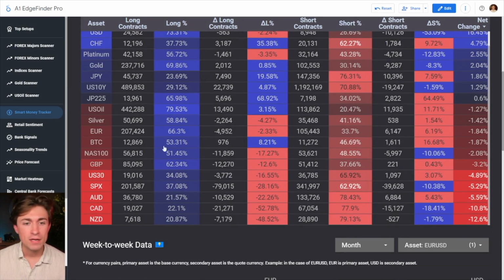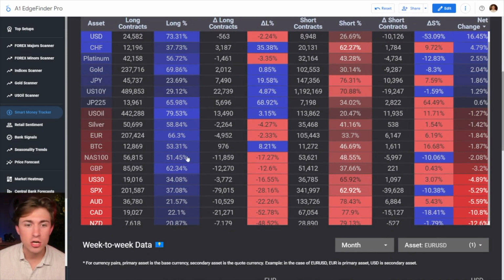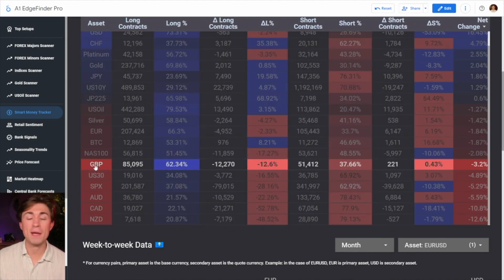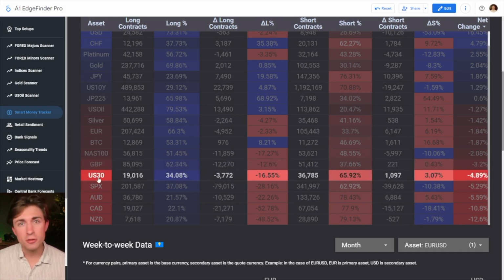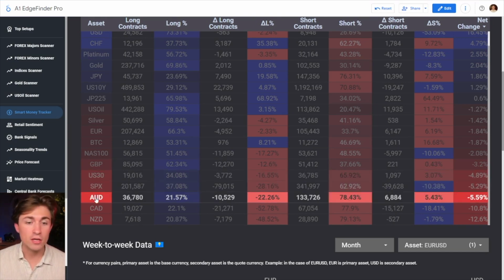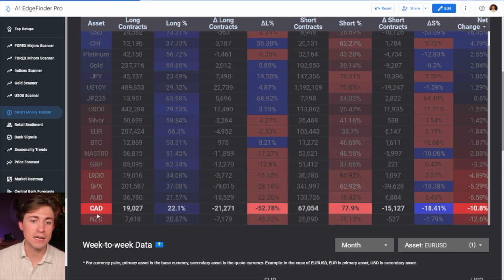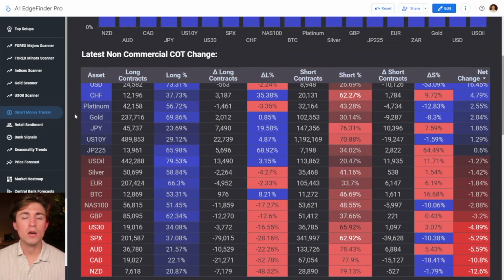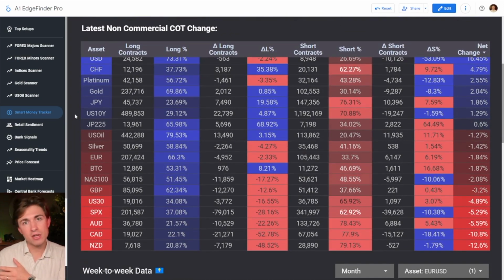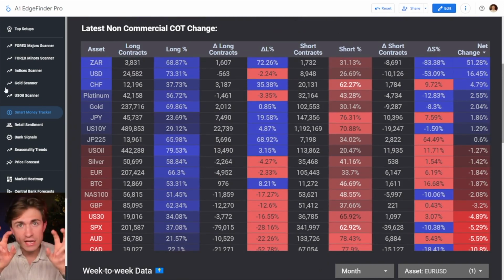But it does not end there, guys. Look at this. If we look down here on the net change column at some of the risk on assets, such as the pound, which is usually bought during times of economic growth across the world. US 30, this is the Dow Jones, sold heavily. S&P 500, sold heavily. The Australian dollar, another risk on currency, the Canadian dollar, the New Zealand dollar, and of course the NASDAQ. Across the board last week, we saw institutional money moving out of risk-on assets or risky assets and into risk-off assets or safe assets.